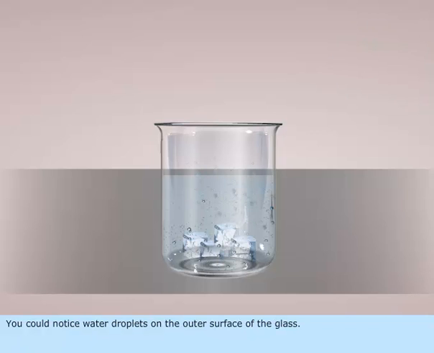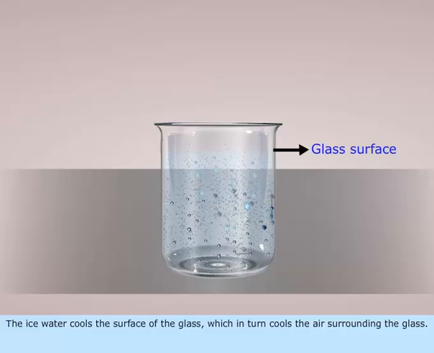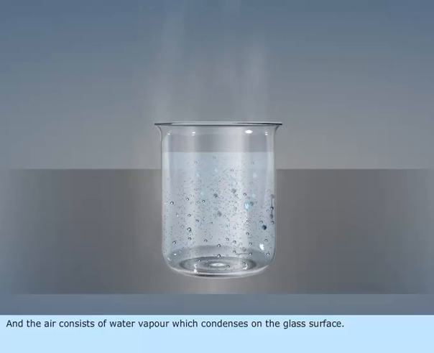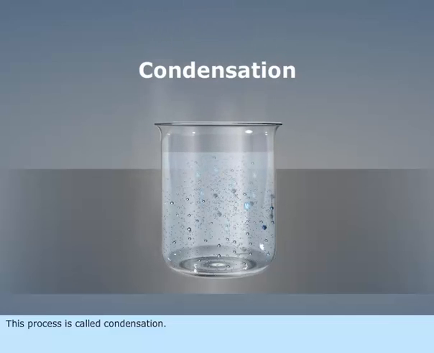You could notice water droplets on the outer surface of the glass. The ice water cools the surface of the glass, which in turn cools the air surrounding the glass. And the air consists of water vapor, which condenses on the glass surface. This process is called condensation.